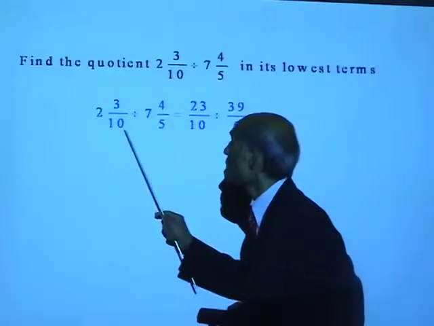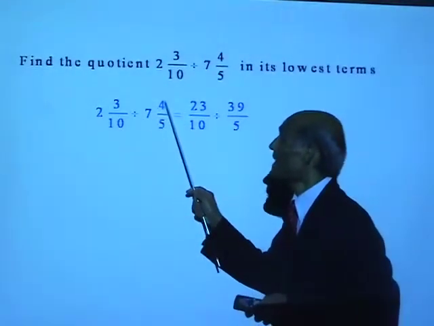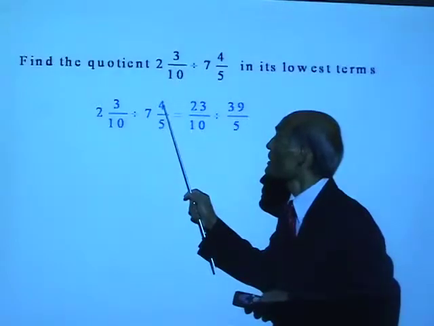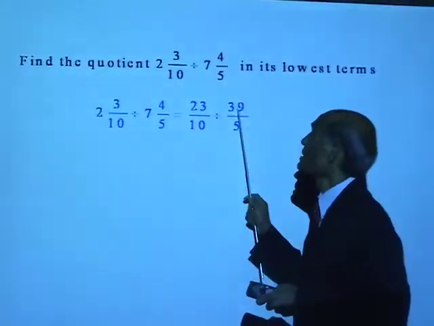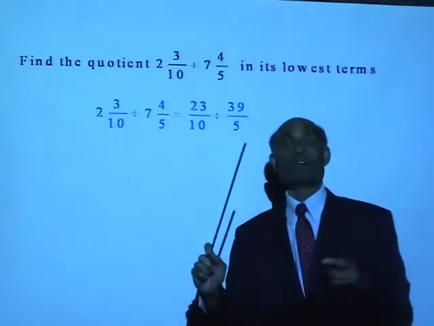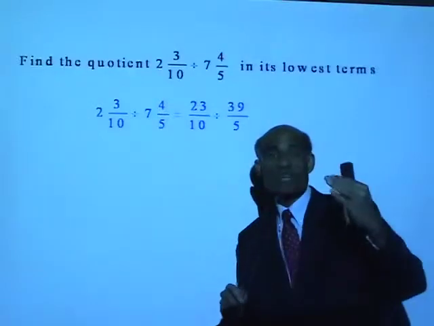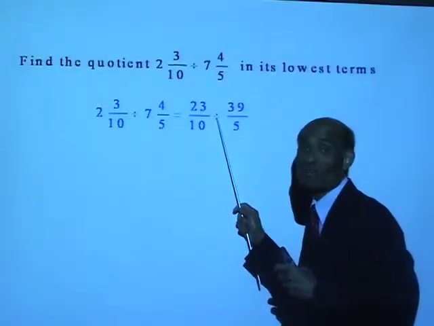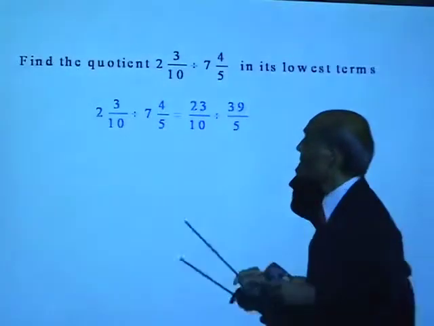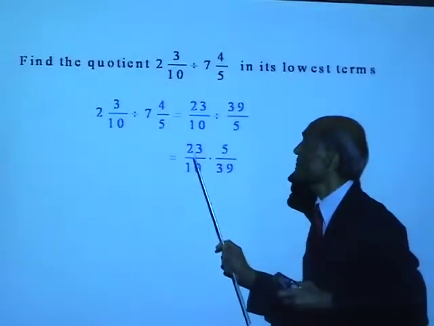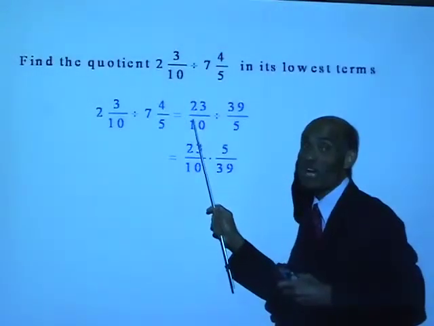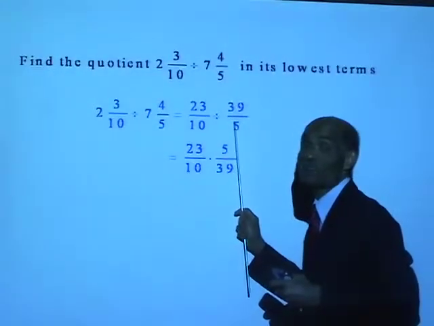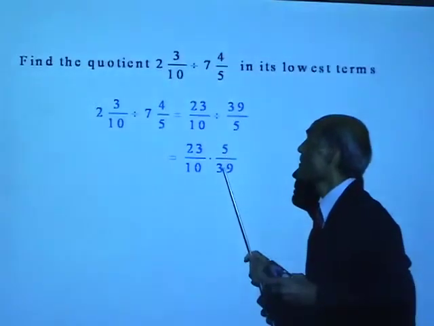That is 23 over 10 divided by 7 and 4/5. That becomes 5 times 7 is 35. 35 plus 4 is 39. It is 39 over 5. Okay, we have now written the mixed numbers as improper fractions. Well, this is the time now to change the division to a multiplication and invert the second fraction. So, that becomes 23 over 10. The first fraction will not change. And now the division becomes a multiplication and the second fraction is inverted. 39 over 5 becomes 5 over 39.